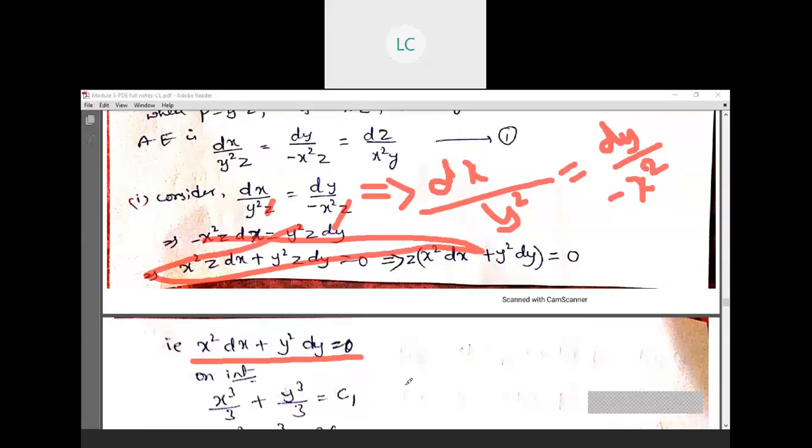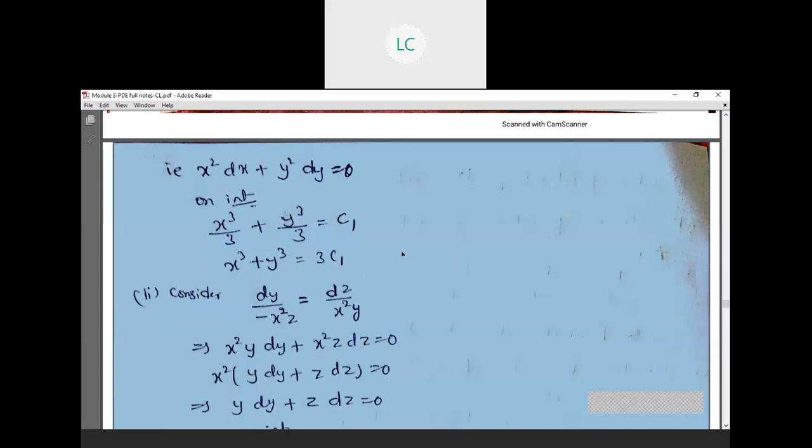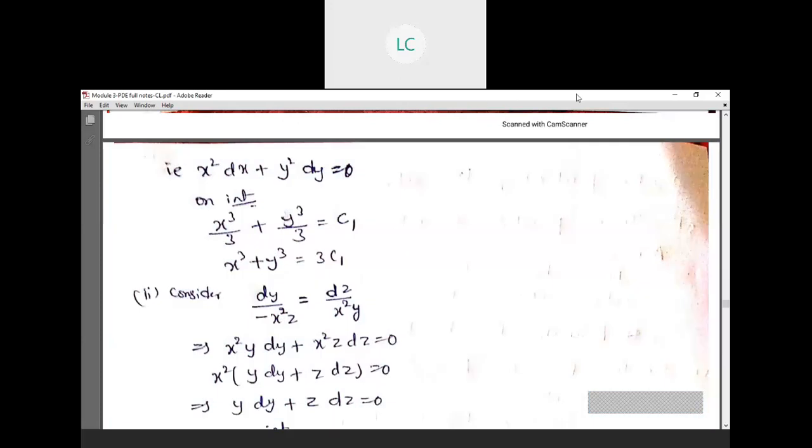See here, u and v are functions of x, y, z only, right? That's why I shift constant 3 to the LHS. This becomes 3c1. 3c1 is a constant, right? That's why x cube plus y cube represents u. Similarly, second and third term as the second pair, no?